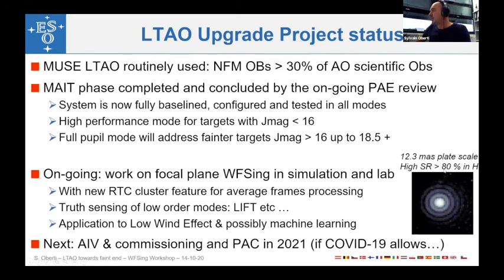We have the high Strehl in H band. It's a bit lower in the blue end, about 35% at 900 nanometer, but let's say good conditions, diffraction limited core. We hope to be successful in providing focal plane wavefront sensing to keep the truth sensing available in the full pupil mode. And if COVID allows, we hope to commission that and offer it to the community in 2021. Thank you.